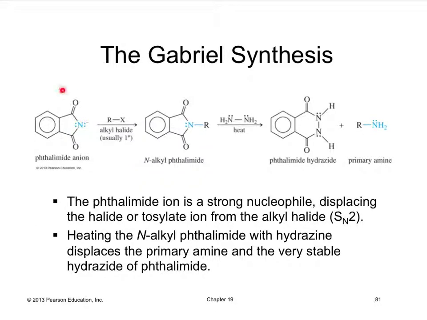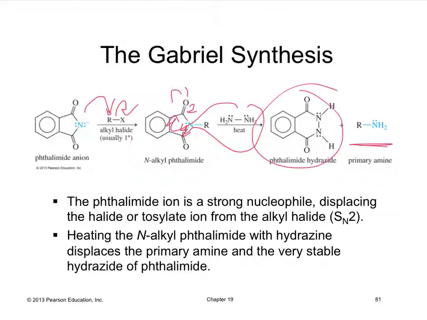Gabriel synthesis takes phthalimide anion, reacts it with the alkyl halide via SN2 reaction, and then generating the N-alkyl phthalimide, which then reacts with hydrazine to generate the phthalhydrazide and the primary amine. So hydrazine, just so I'll show you one half of the reaction, and this will kick this off, and then the other will do the same thing on this end, generating your phthalhydrazide and then your primary amine.